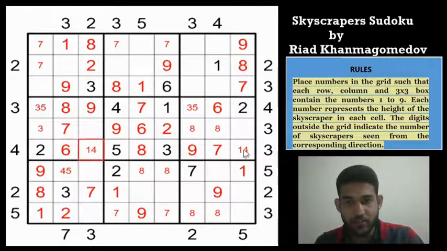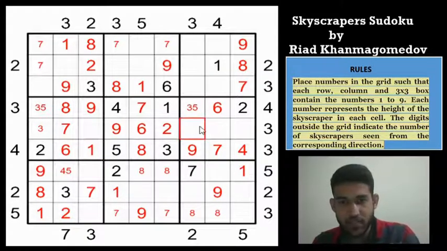Now we can resolve this row. This would be a 4 and this would be a 1. And we can resolve the 1 in box 6 now. So this cell has to be a 1 using classic rule, and this would be 8.